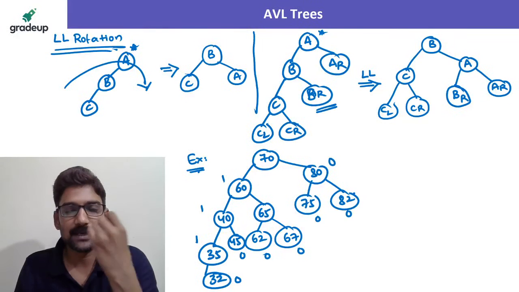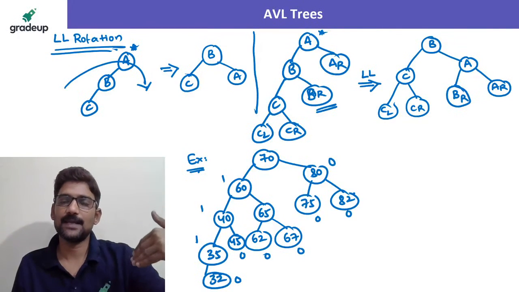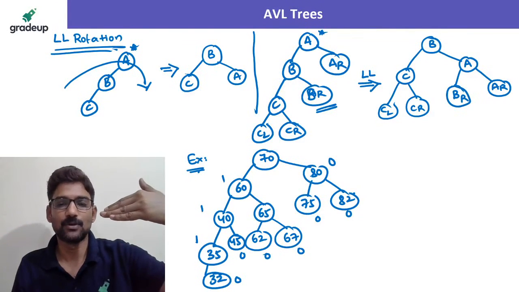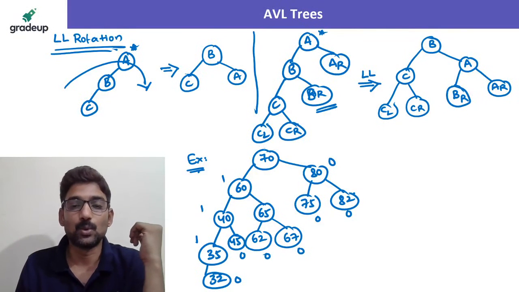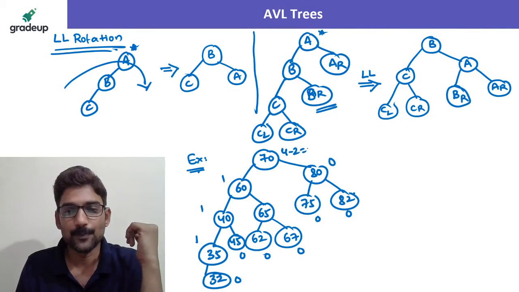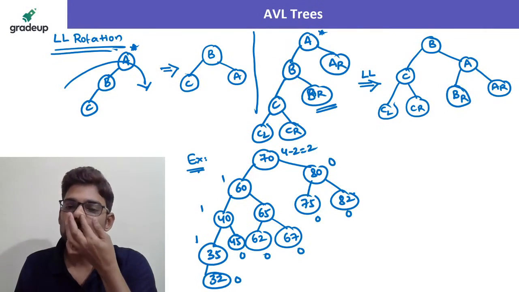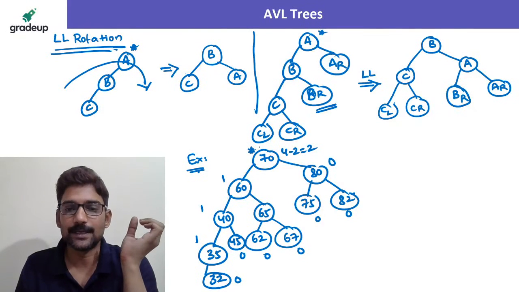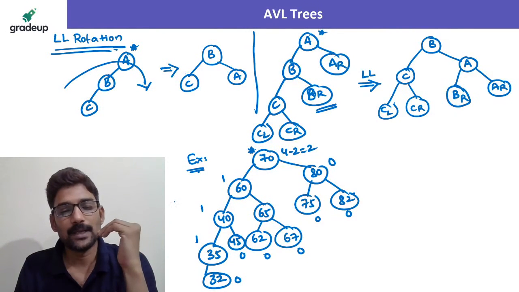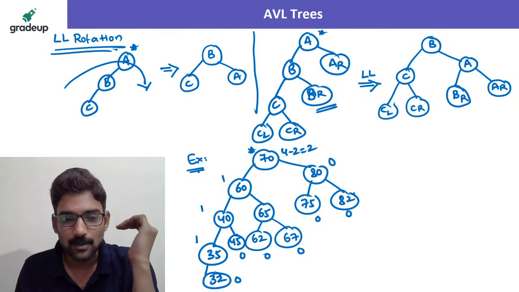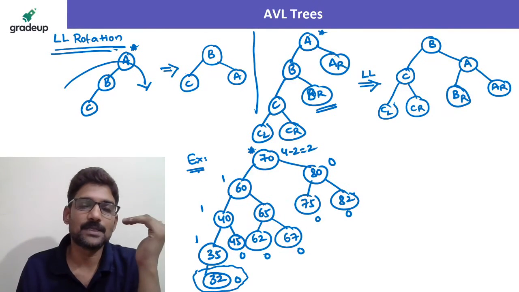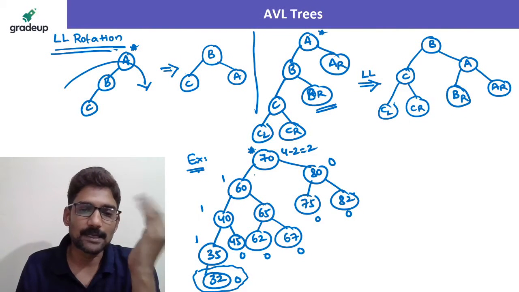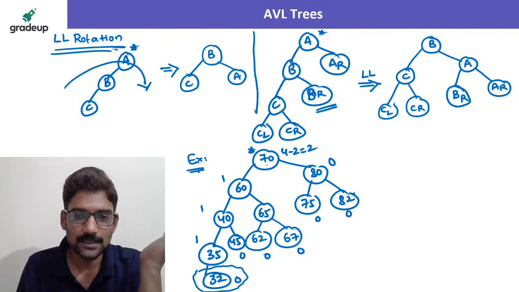Now 70 balance factor: left is at height 4, right is at height 2. So 4 minus 2, 2. So which is the critical node? 70 is the critical node. Why did it become the critical node? Because of the insertion of 32. Where have you inserted 32? To the left of left. So 70 is the critical node.